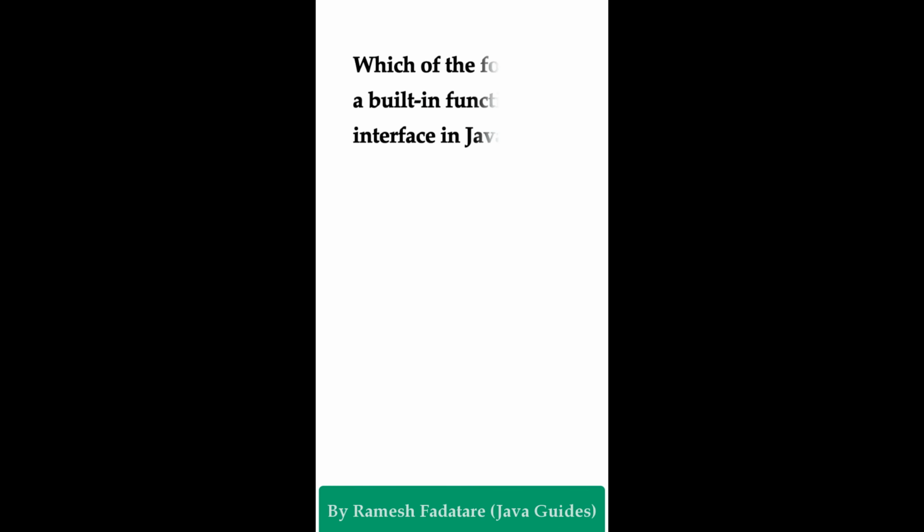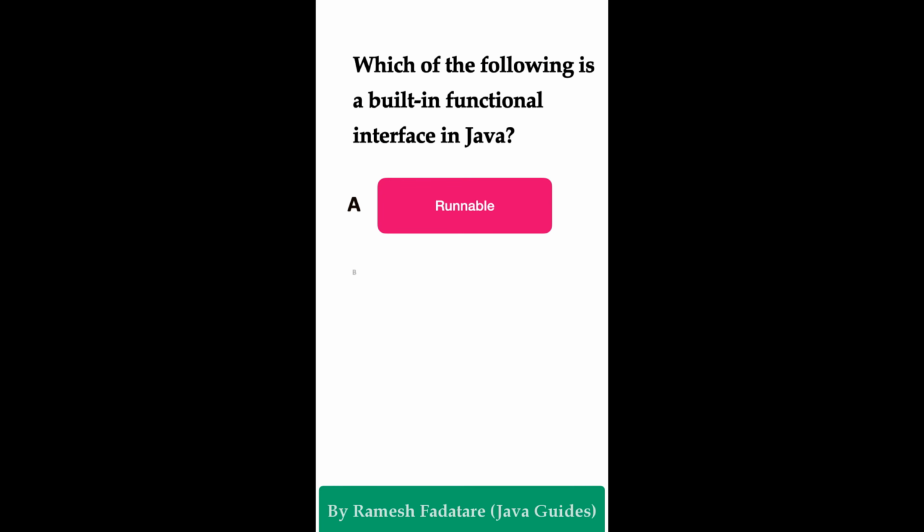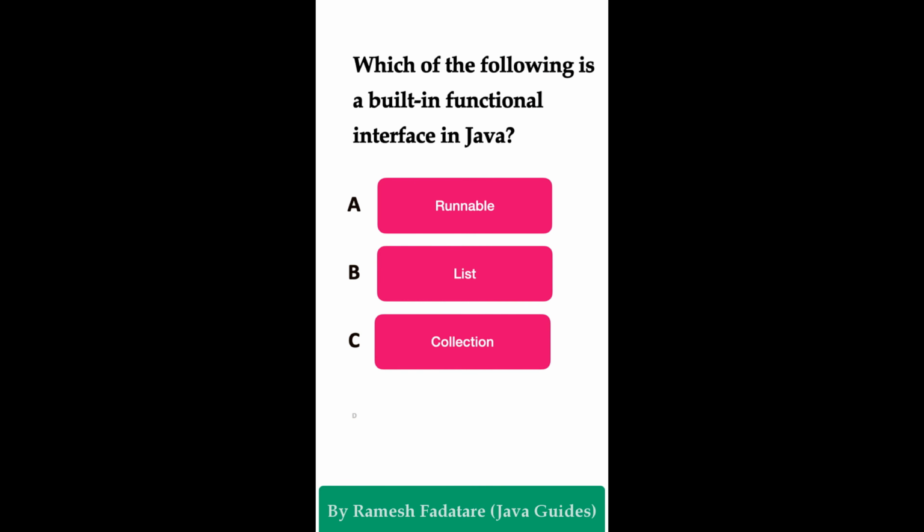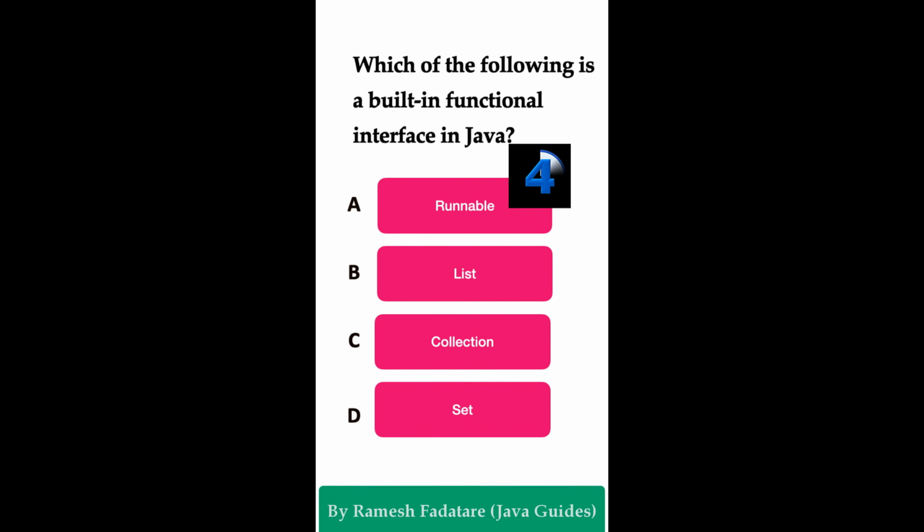Welcome to Java quiz series. Here is one more question. Which of the following is a built-in functional interface in Java? Option A, Runnable interface. Option B, List interface. Option C, Collection interface. Option D, Set interface. You have 5 seconds to answer this question. The correct answer is option A, Runnable interface.